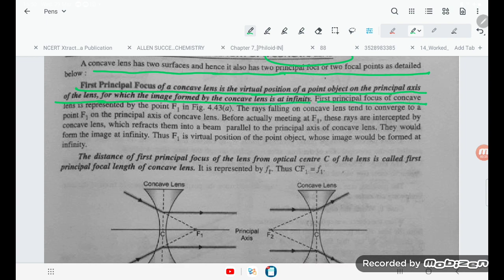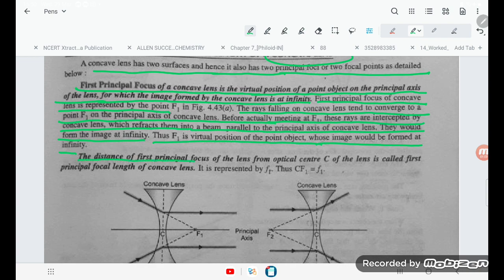The first principal focus of concave lens is represented by f1. The rays falling on concave lens tend to converge to f1 on the principal axis of concave lens before actually meeting f1. These rays are intercepted by concave lens, which refracts them into a beam parallel to the principal axis of concave lens. They would form image at infinity. Thus, f1 is the virtual position of the point object whose image would be formed at infinity.